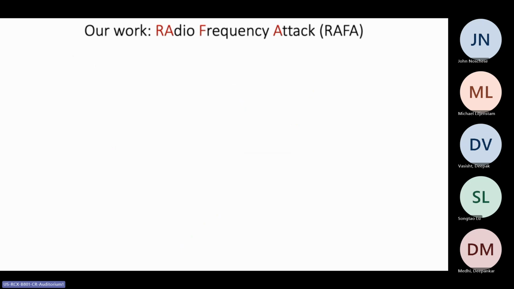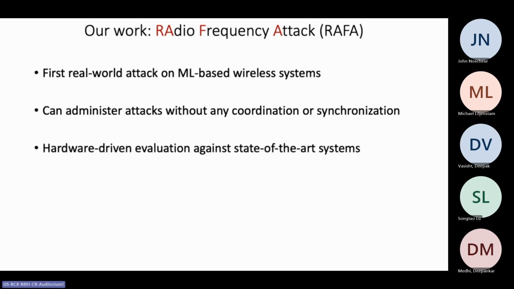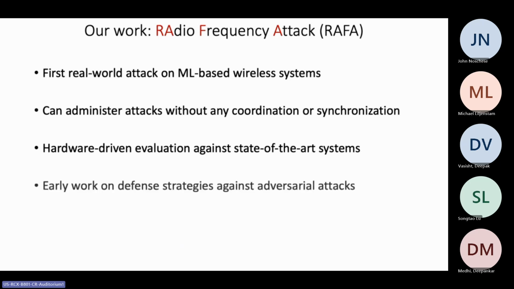So our work built the first RF systems-based attack in the real world. The highlights are that this is the first real-world attack on machine learning-based wireless systems, works for both communication and sensing. We can administer these attacks without any coordination with the base station, no synchronization required. It's completely independent of the base station or the client, and does not require any software or hardware changes. We also perform a hardware-driven evaluation in the real world against some of these systems. And we've shown some early work, as I said, on defense strategies.